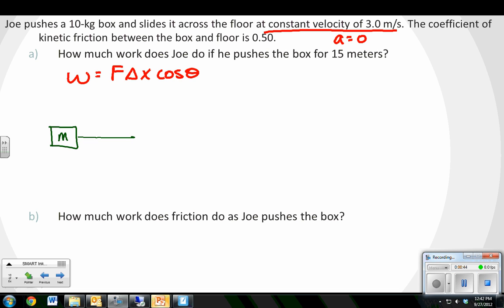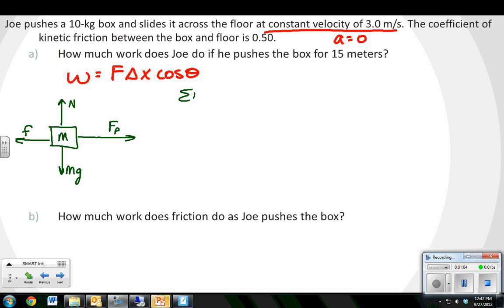Joe pushes. That's the force that we're talking about. Friction is acting against him. Normal force, mg straight down. So I need to know what that value for the push is, because I'm going to plug that in for the force. Joe does the push work.